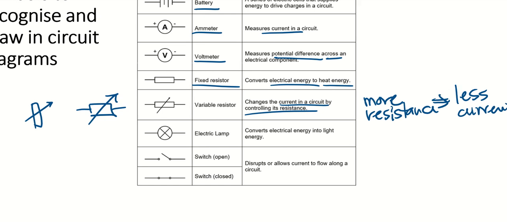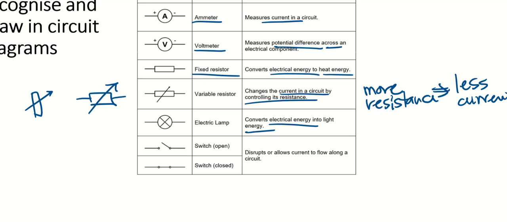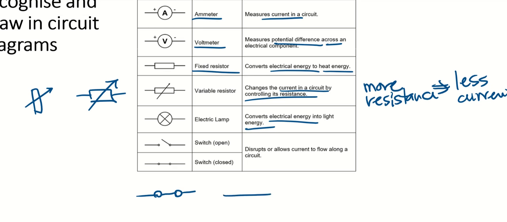Okay, then this is the electric lamp. Electric lamp, there is no polarity, similar for fixed resistor. There's no plus and minus. Okay, so it converts electrical energy into light energy. Then we have the switch open and the switch close. Remember to draw in the two circles, even if it's a closed switch. If not, I wouldn't know whether it is a switch if you just draw it this way.